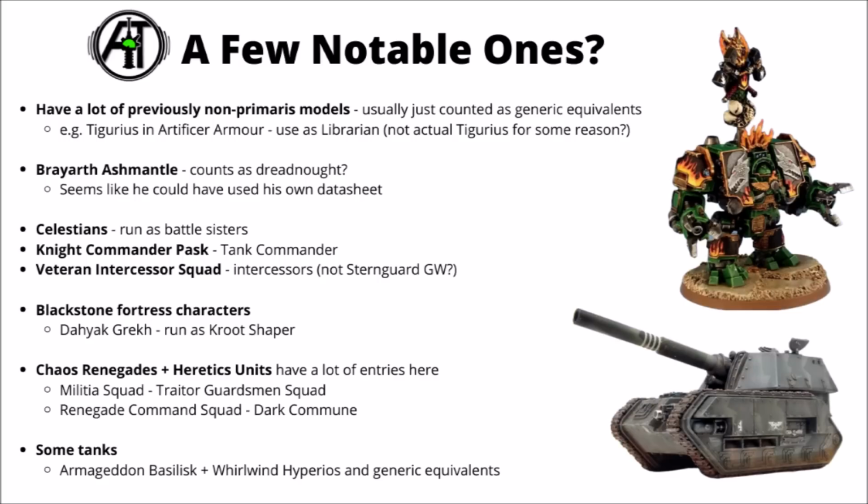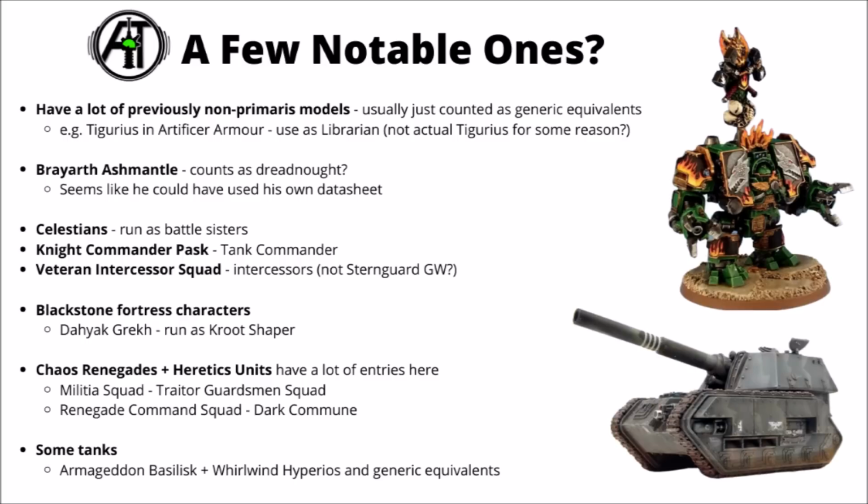I think one that might disappoint people a little bit is Brearth Ashmantle. I feel like perhaps he was one who deserved his own datasheet, given that he's got some quite different wargear, and it's quite a cool Salamanders character in the first place. For some reason they recommend you counting him as a standard Space Marine Dreadnought, which seems like a bit of a come down compared with what he was before. With his dual combat weapons, I can't help but think that something like an Ironclad Dreadnought or even maybe a Brutalis Dreadnought perhaps might have been a better proxy.